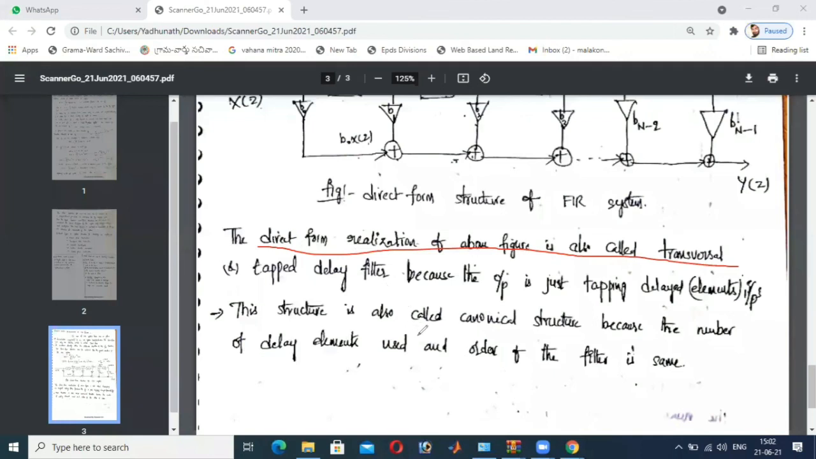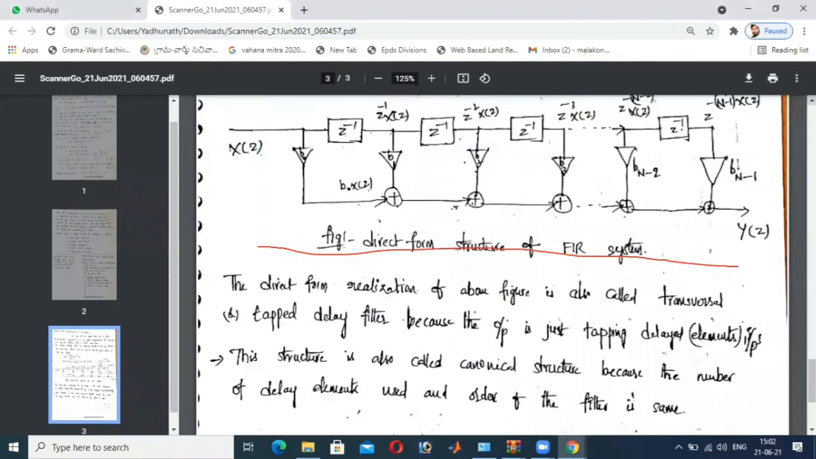So with this, we can conclude our topic, that is nothing but the direct form realization of the FIR system. This is a very, very important topic for the further analysis.